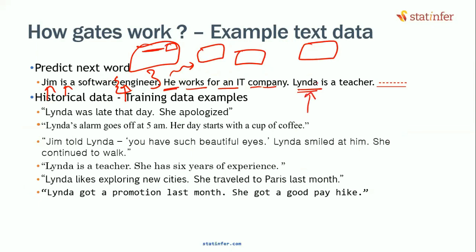Linda. As soon as you give Linda, the subject from Jim will be based on the historical data. The subject needs to be now Linda. Jim will be erased. What is the subject? Is a teacher. Who is the teacher here? Who is teacher? Will it be Jim or Linda? Linda.